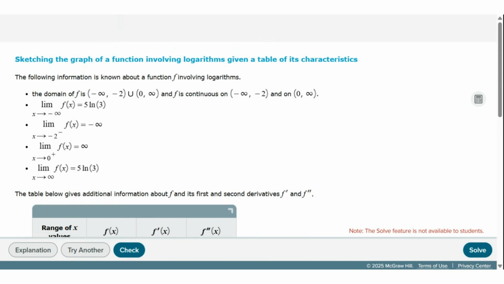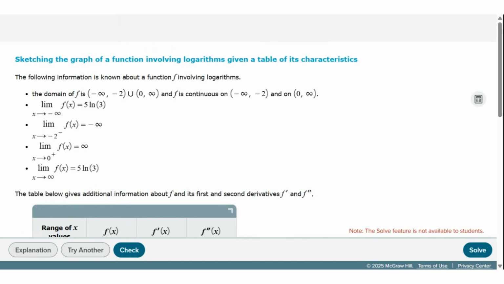look like. It says the domain of f is the union of two subdomains there, from negative infinity to negative 2, and then it skips a couple of spaces and then starts up again from 0 to infinity. So we're going to have a space in the middle where the function's not defined at all. And it is continuous on both those subdomains.